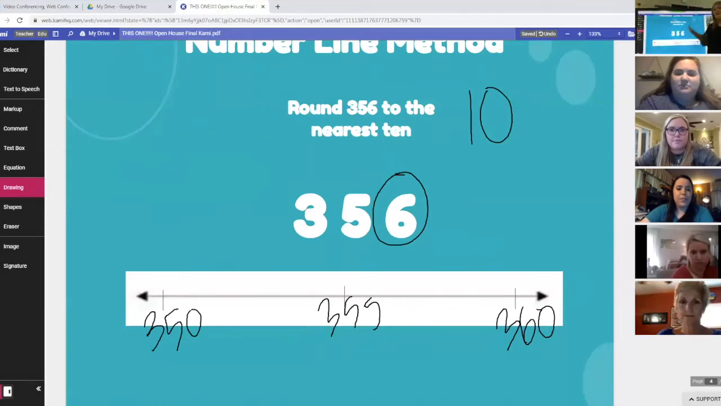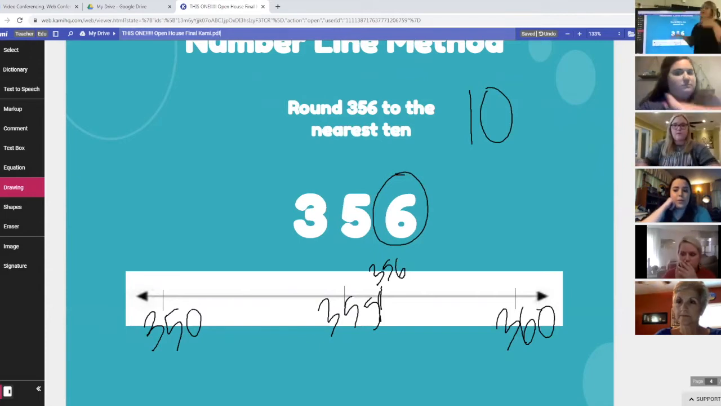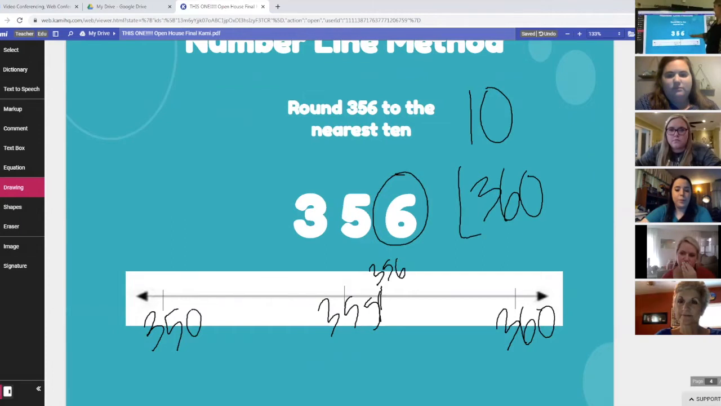So I want my in-class participants and my online participants, I'm going to run my finger down the number line and I want you to say stop where I should mark 356 on this number line. Stop. Perfect. 356. And since our 356 is after that middle number, the 355, we're going to round up. Remember we learned a chant on Monday that said 4 or less, let it rest. 5 or more, raise the score. And so we have raised the score and 356 is going to round up to 360.